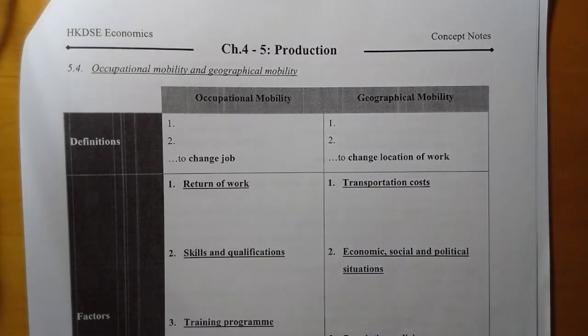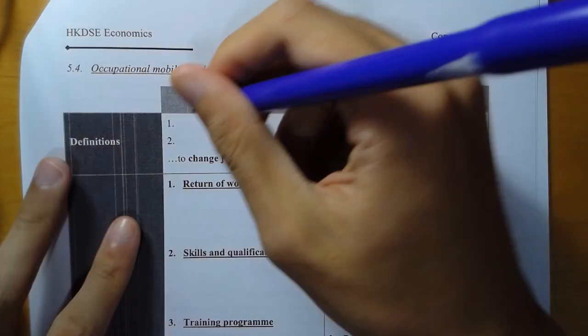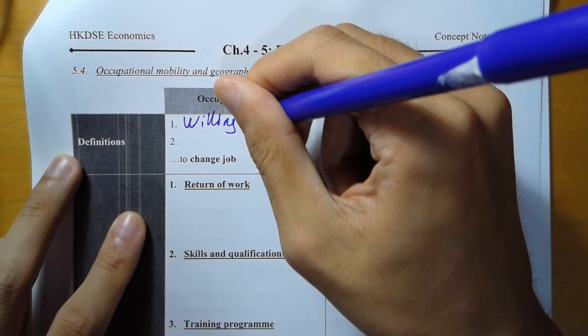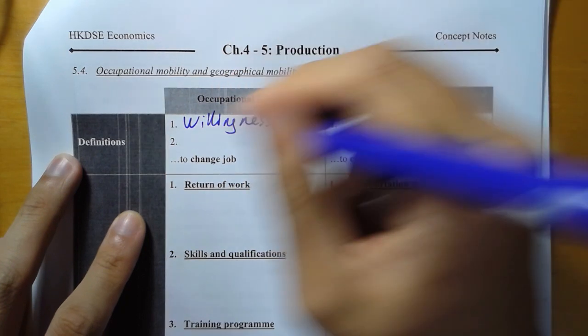But here, let's finish this video with labor mobility. We have occupational mobility and geographical mobility. Let's look at the definitions first. Remember, when we talk about mobility, we are talking about the willingness and ease.